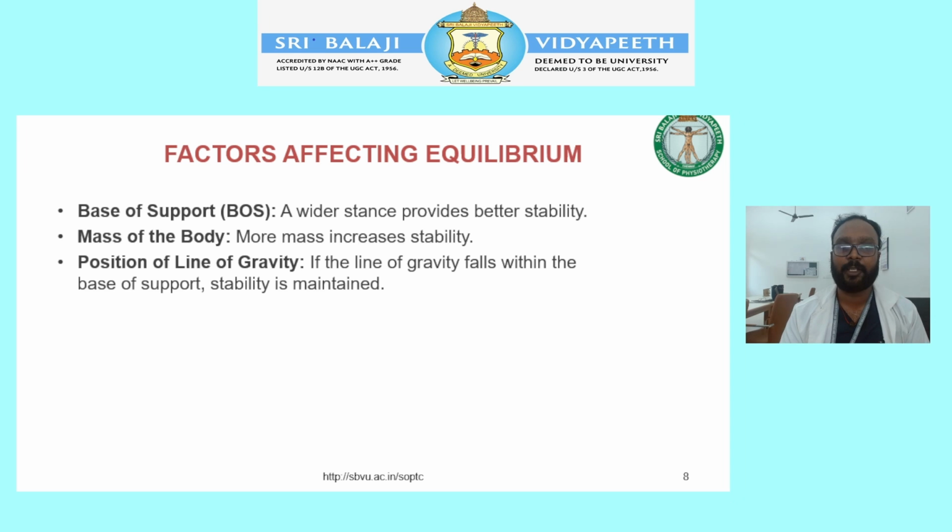Factors affecting equilibrium. There are certain factors which have an impact on equilibrium, namely base of support, mass of the body and position of the line of gravity. The wider the base of support, the more the equilibrium and stability will be. The more the mass, the more the stability increases. Position of line of gravity: as we previously saw, if the line of gravity lies within the base of support, then the body will be in equilibrium or stable. When it lies away from the body or outside the base of support, then the body is less stable or less in equilibrium.